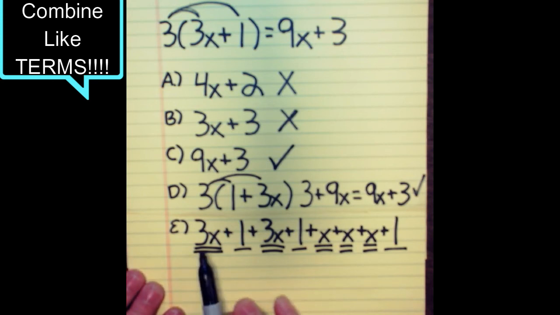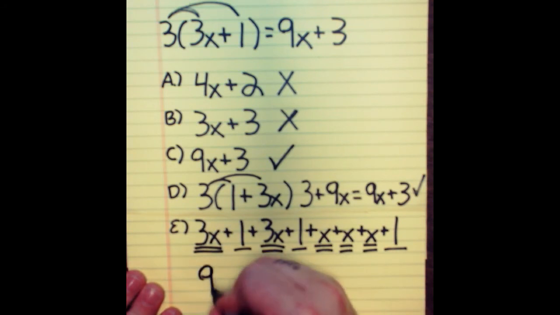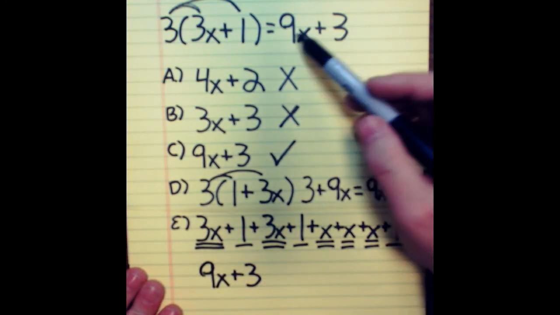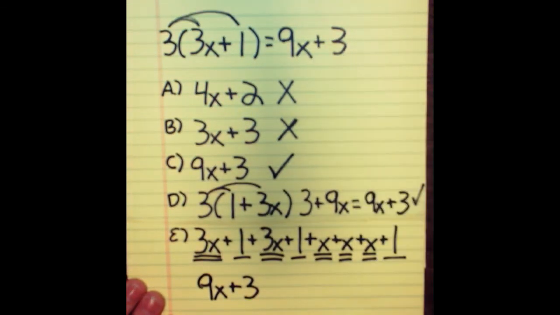So I look here and I see 3 x's here, another 3 x's here, and 1, 2, 3 x's here. So I know that I have 3, 4, 5, 6, 7, 8, 9. I have a total of 9 x's there. And then I have 1, 2, 3 1s, and I know that would be 3 1s. So after I combine this whole string, I notice that 9x plus 3 is the same as what I needed to check if it's equivalent or not up here. So I can also say that E is equivalent.